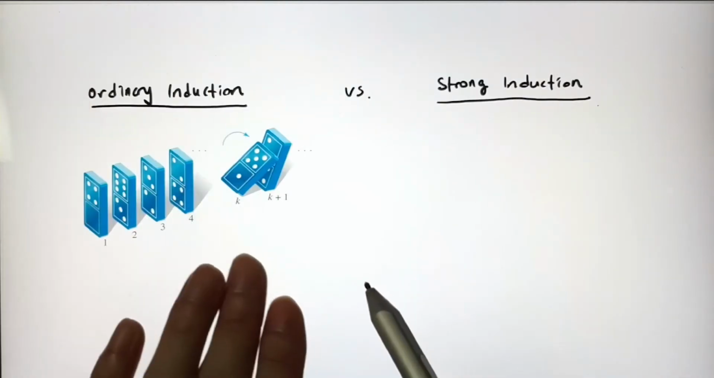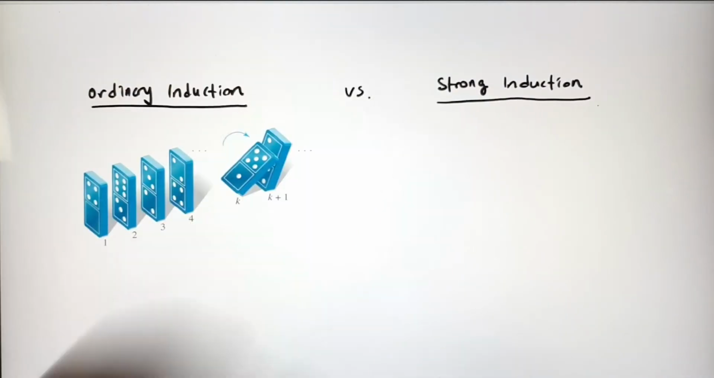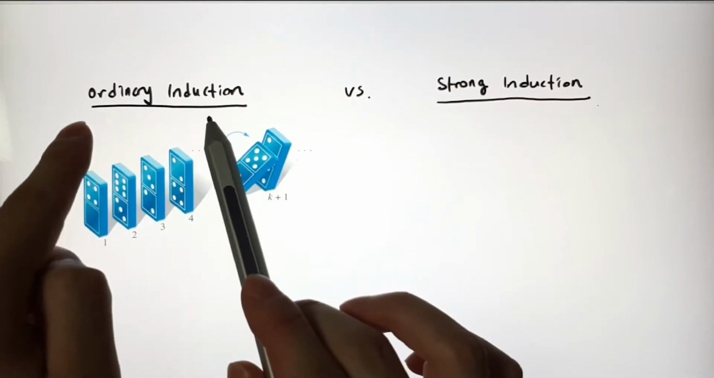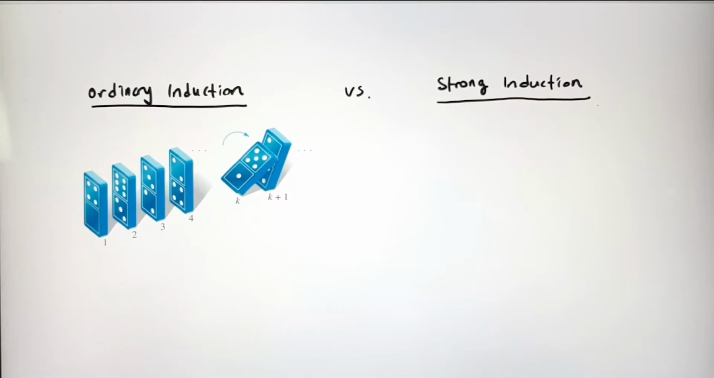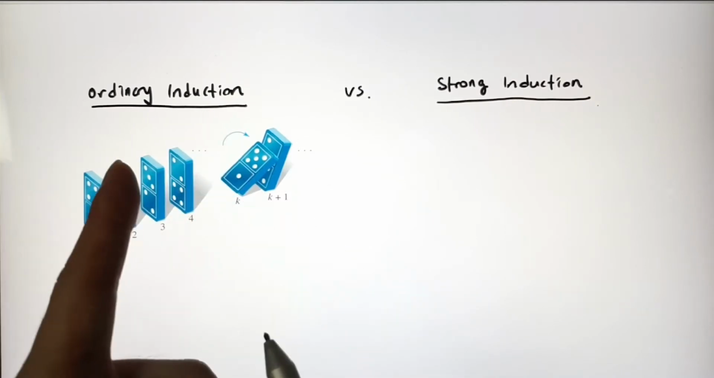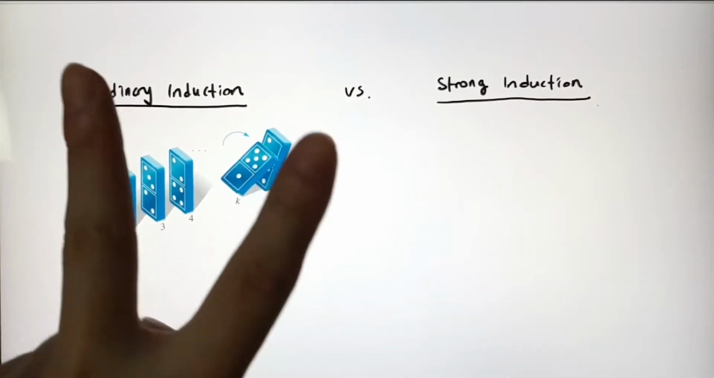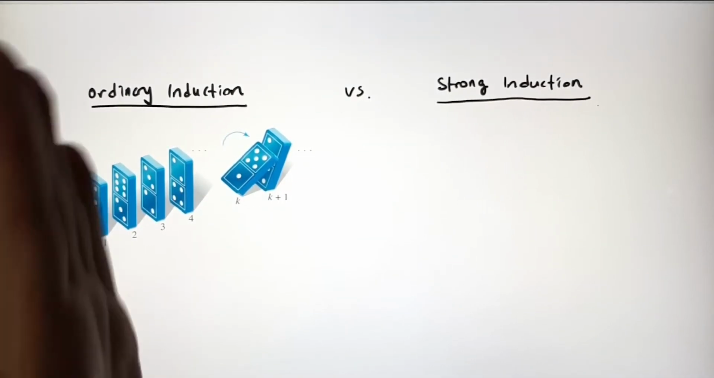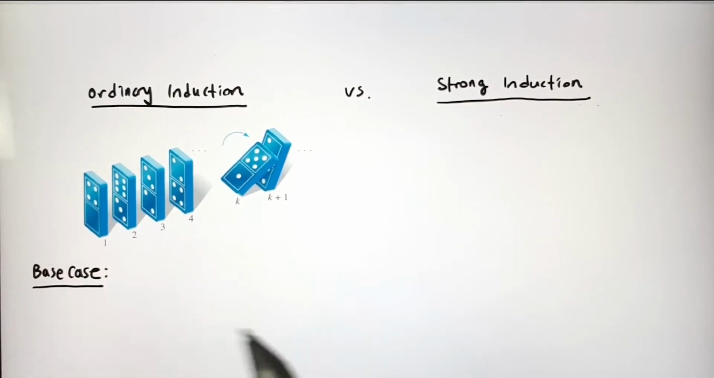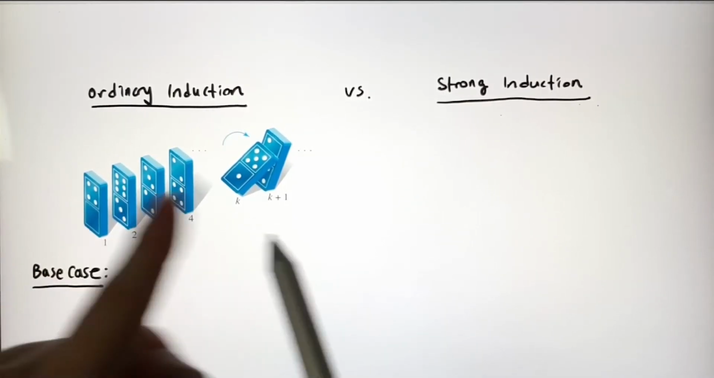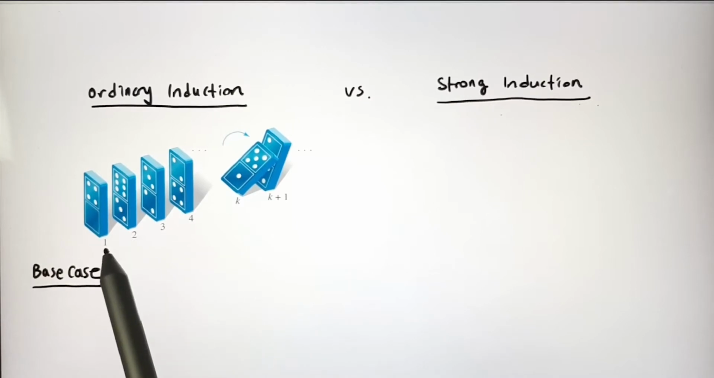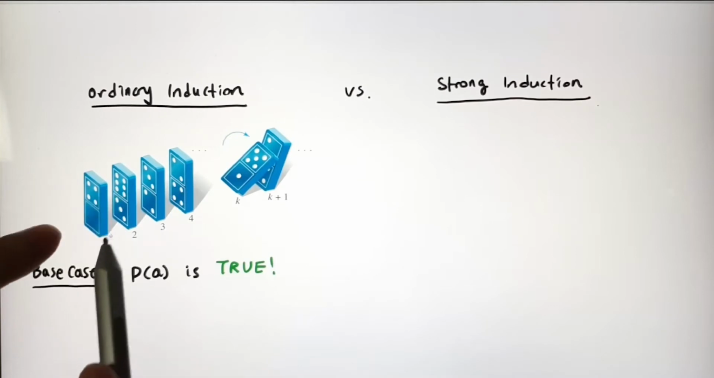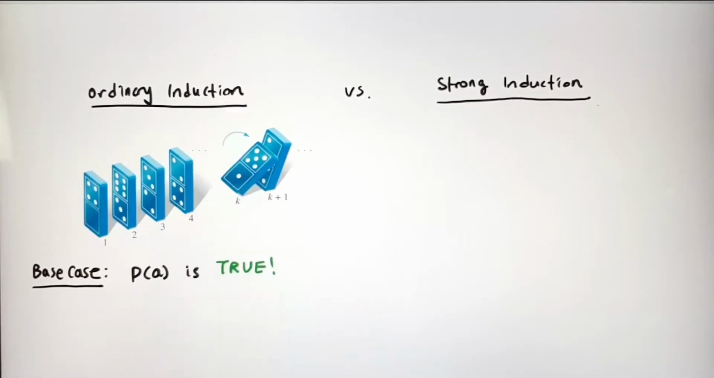On this slide, everyone, you don't have to copy it down in your notes, but I'm just going to briefly explain the clear difference between ordinary induction versus strong induction. In ordinary induction, we used two steps to prove the statement. For example, the base case. We prove the first domino case by checking whether the predicate is true when we plug in the first integer. So knocking down the first domino was the base case in ordinary induction.